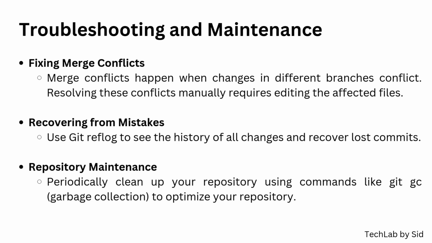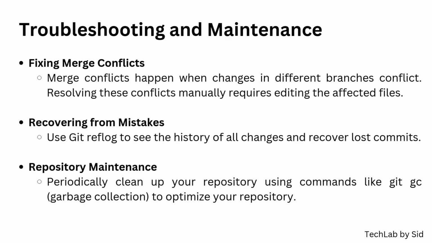Recovering from mistakes. If you make a mistake or lose commits, you can use git reflog to view the history of all changes, including those that are no longer part of the current branch. This allows you to recover lost commits or revert to previous states of your project.